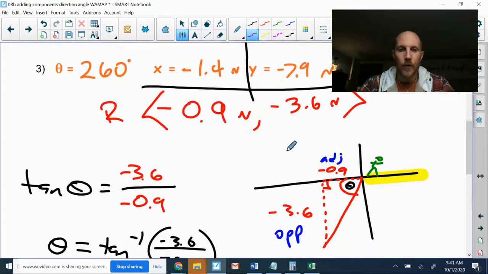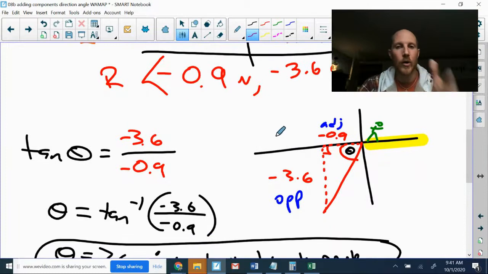Right. So to find the angle, always use the y component as the opposite side. X component is always going to be the adjacent side. Them's the rules. You can see in my illustration, I drew the components of the resultant. So my x component of negative 0.9 is going to go towards the left on my graph, and the y component, negative 3.6, is going to go down on my graph. I did draw in the resultant to finish up my little right triangle.